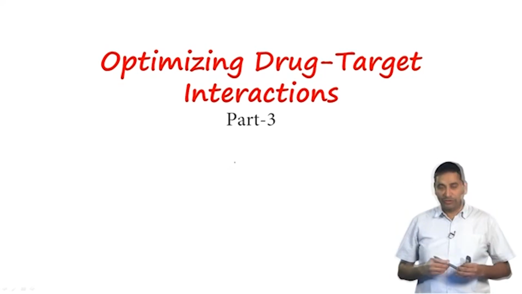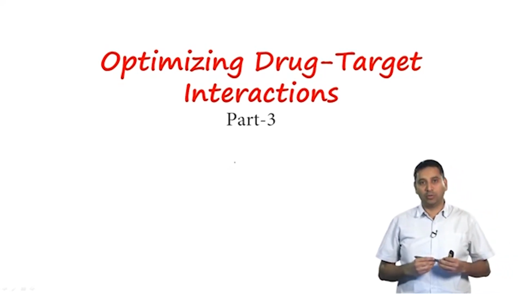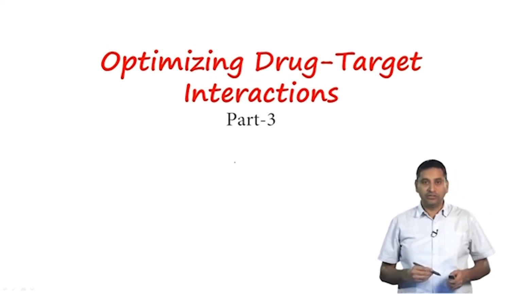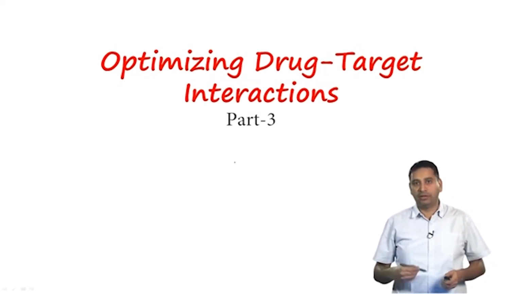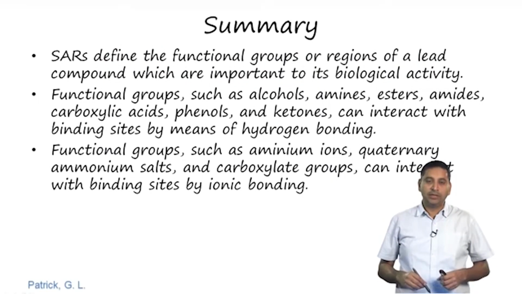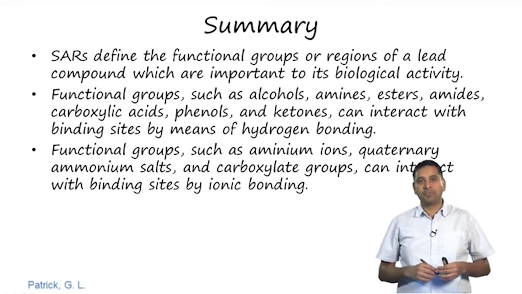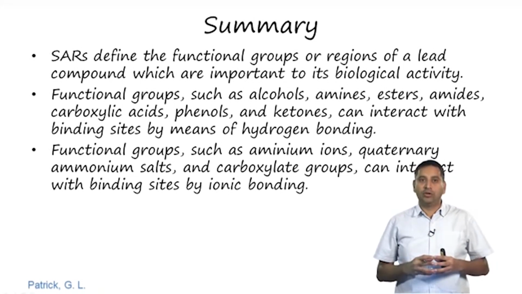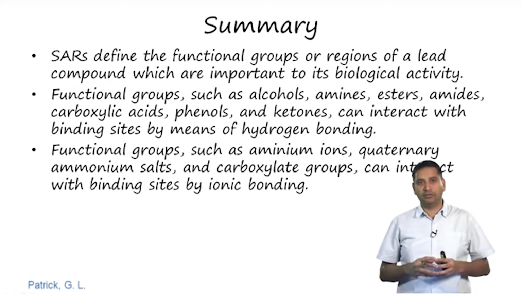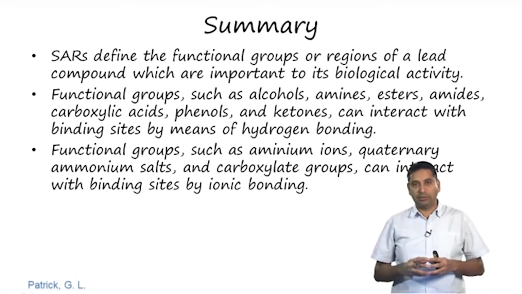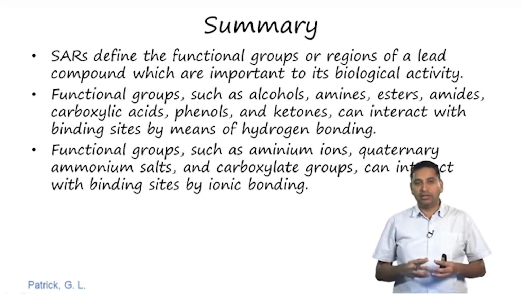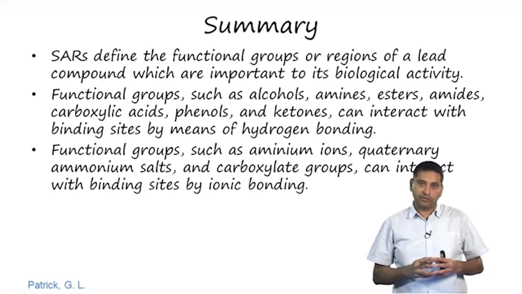So, welcome back. We shall continue to look at how to optimize drug target interactions. Just to recap what we have been looking at in the past few lectures, we have defined what structure activity relationships are, and these are basically the way in which we want to modify the structure in order to improve the activity of the molecule. And we have looked at various functional groups such as alcohols, amines, esters and so on, and how they can interact with the binding site by hydrogen bonding and by other weak interactions.